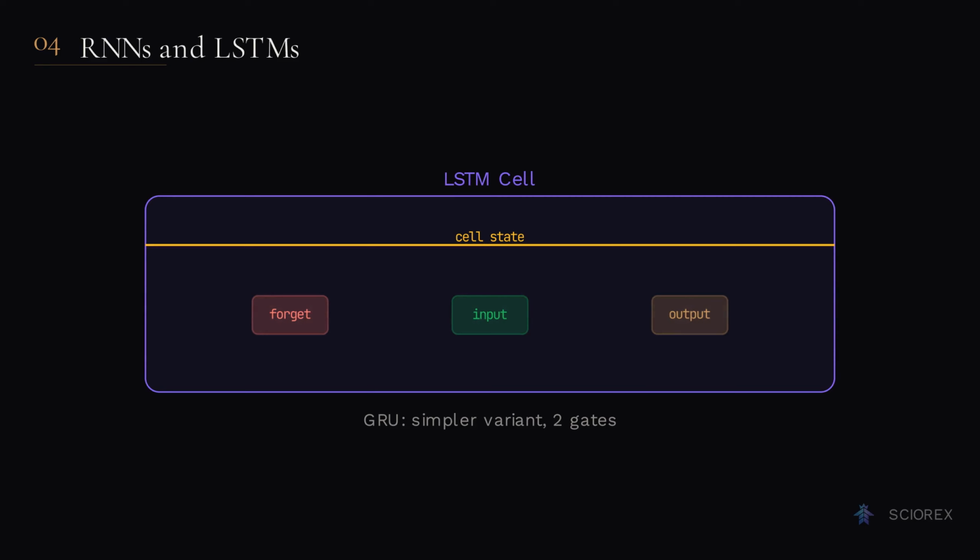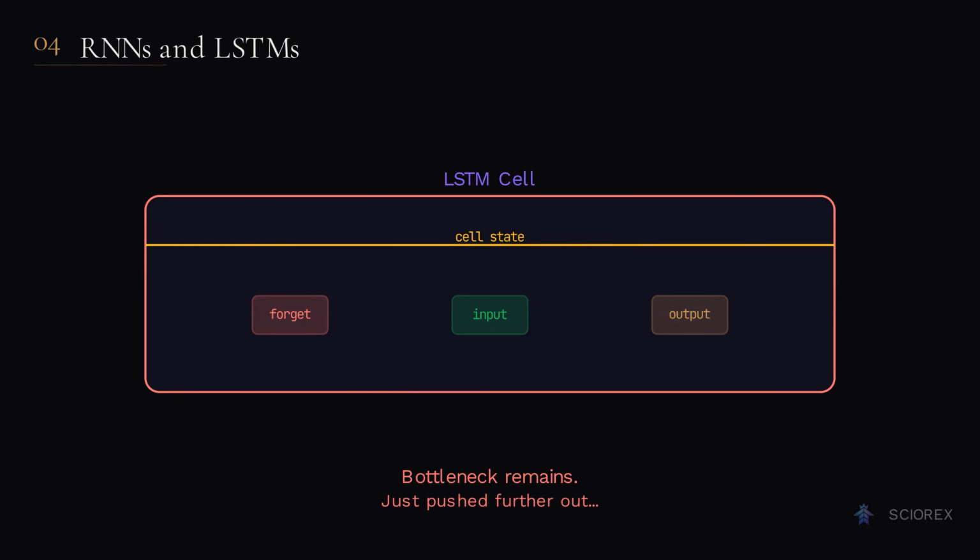These gated architectures improve things significantly. They could model longer dependencies and were the workhorse of NLP from roughly 2014 to 2017. Machine translation, speech recognition, text generation, LSTMs were everywhere. But the fundamental bottleneck did not disappear. It just got pushed further.